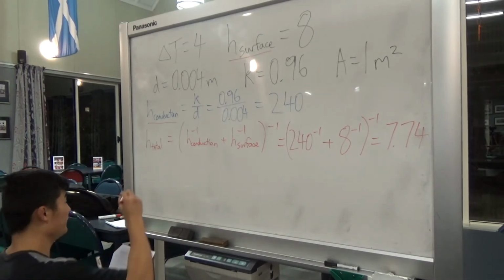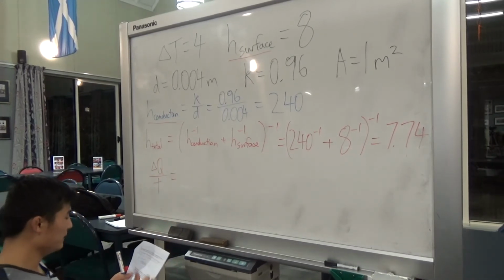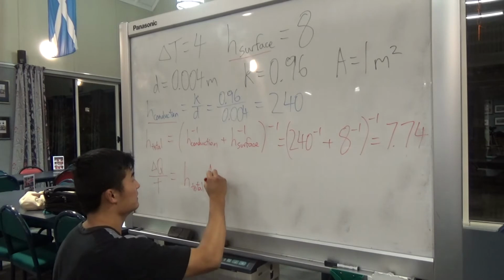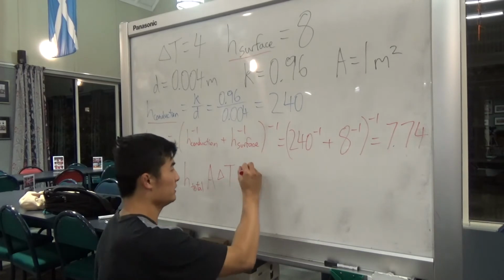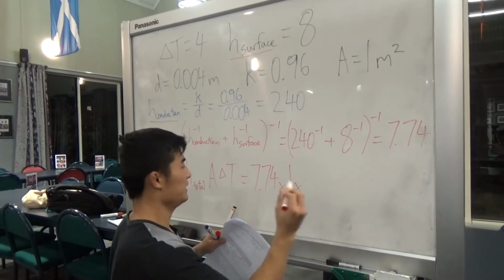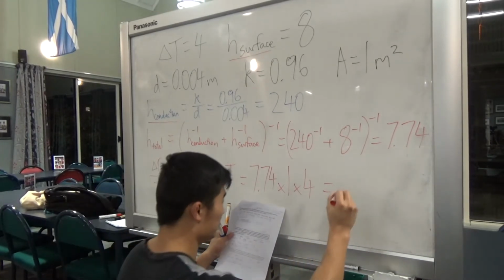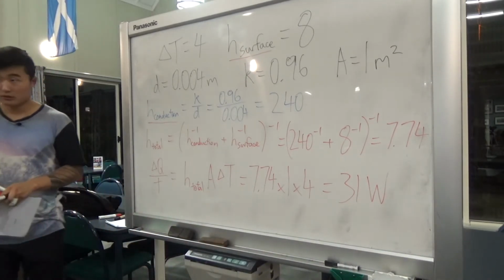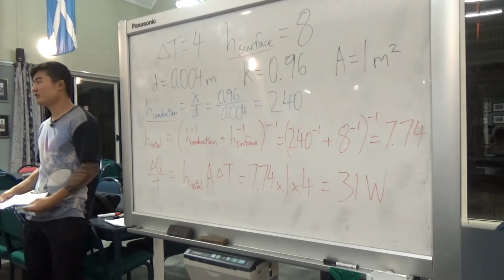And then, so you want the rate of heat transfer. So rate of heat transfer is delta Q over T. And you're going to use H total multiplied by the surface area multiplied by the temperature difference. So that's H total, 7.74, times area, which is just 1, times the temperature difference, which is 4. So that will be 31, 31 watts. Okay, so it is a bit tricky. Quite a few steps.